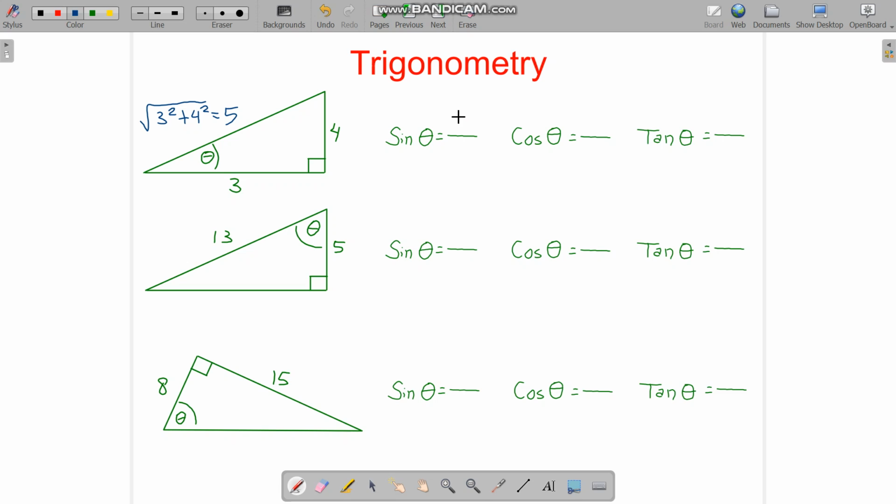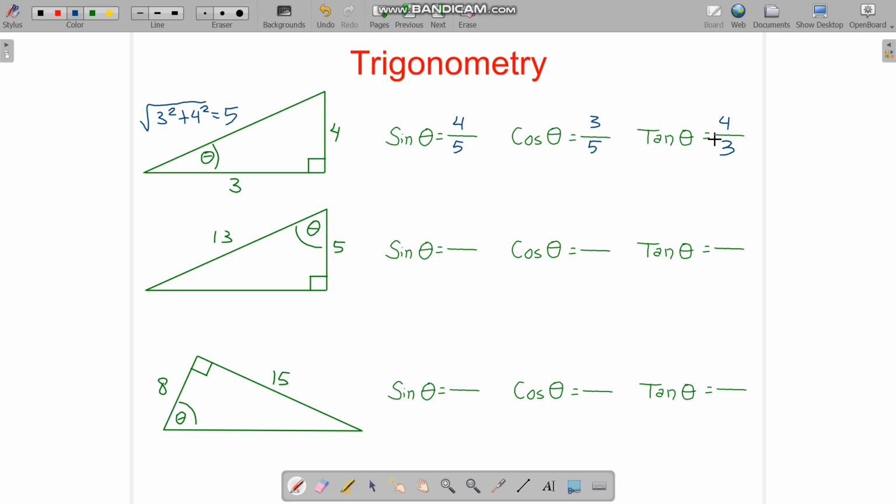The sine ratio is therefore opposite, which is 4. 4 is opposite the angle theta, so that's the opposite, divided by the hypotenuse, which is 5. The cos is the adjacent, which is 3, obviously not drawn to scale, and the tangent is opposite over adjacent, so the adjacent is 3.